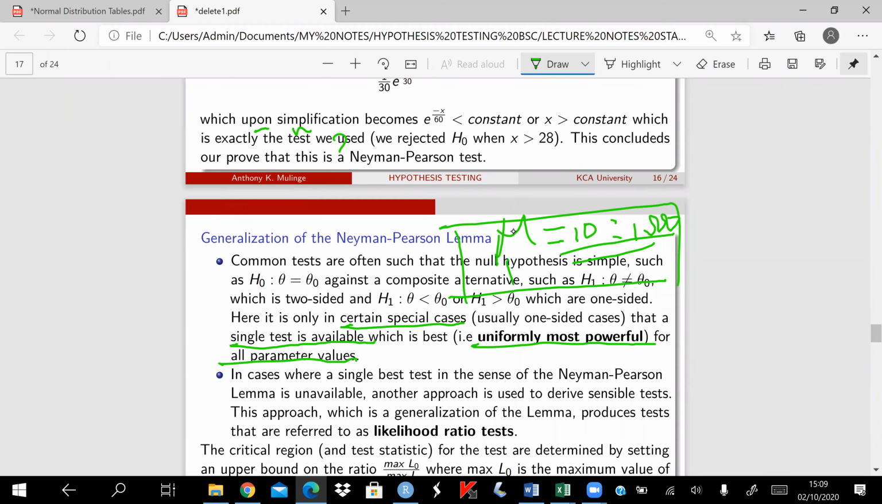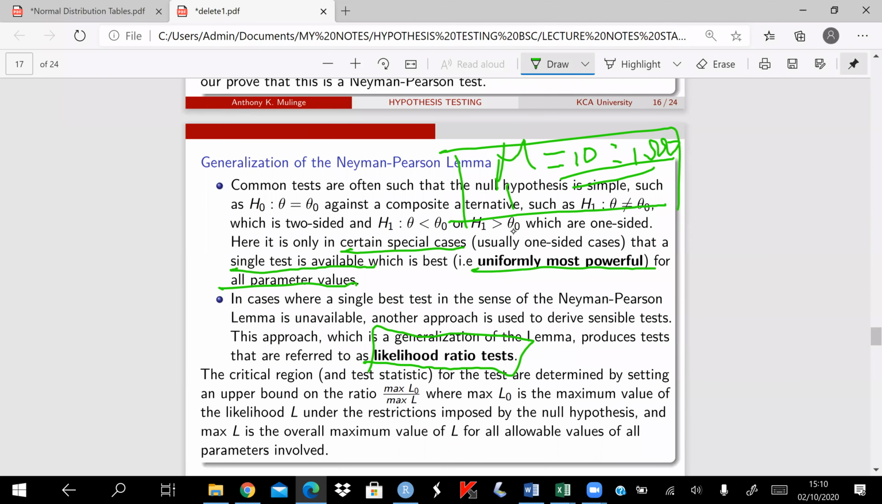So there are cases where that kind of test is not possible, especially when we have two-sided tests. When you have two-sided tests, you are not likely to have that kind of test. So in such cases, you generalize the Neyman-Pearson lemma into another test, which is called the likelihood ratio test. The likelihood ratio test is very similar to what we have just seen there, but now we use the maximum likelihood instead of just the likelihood.